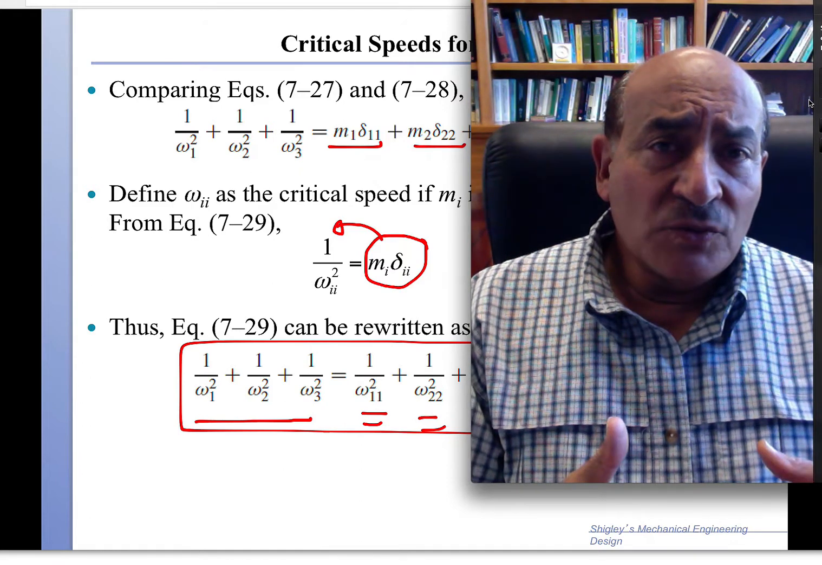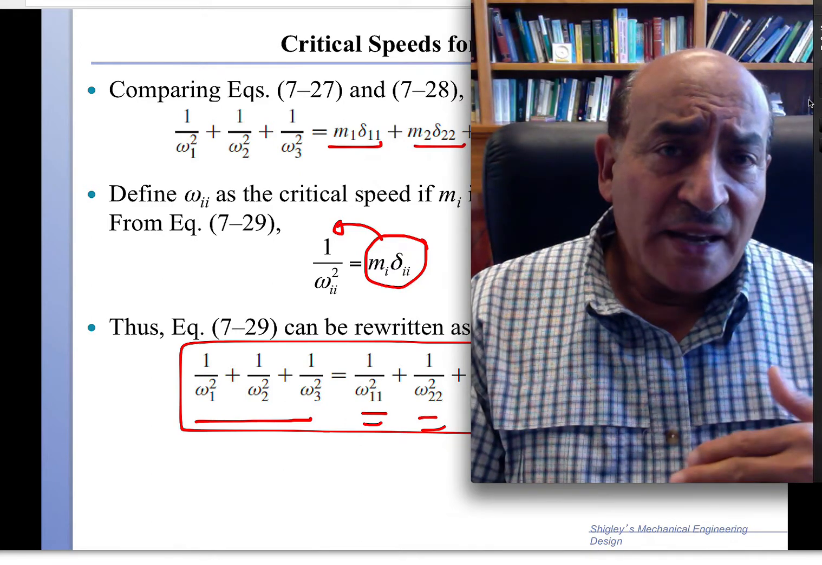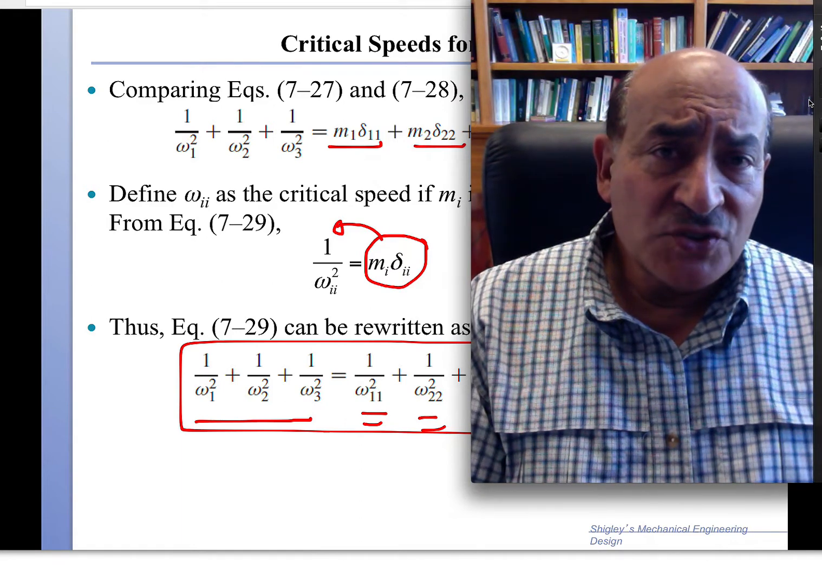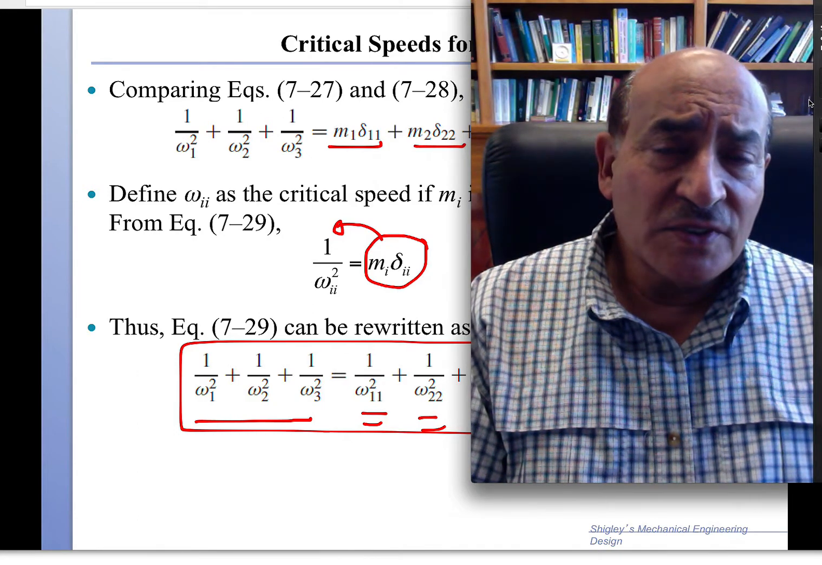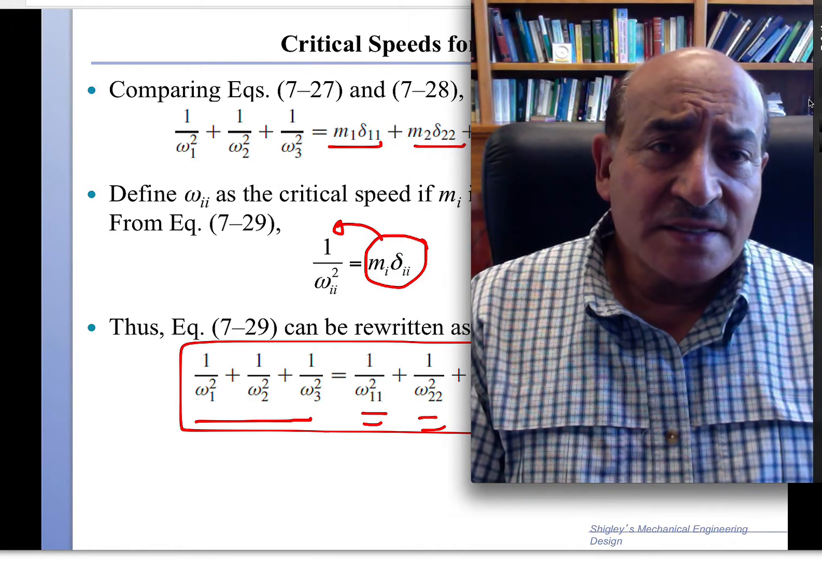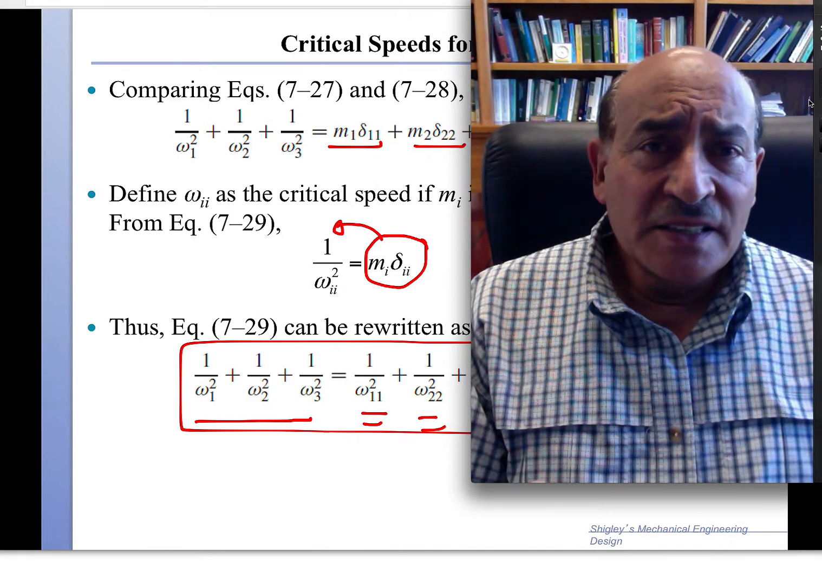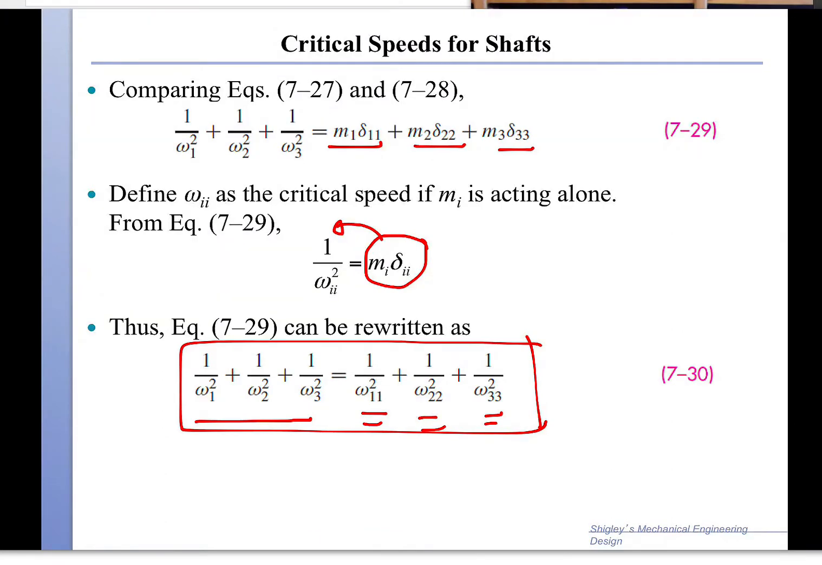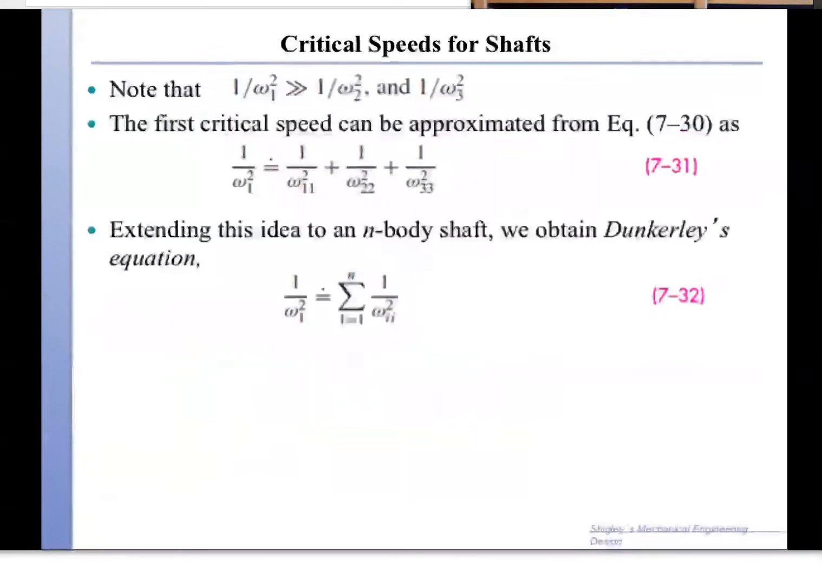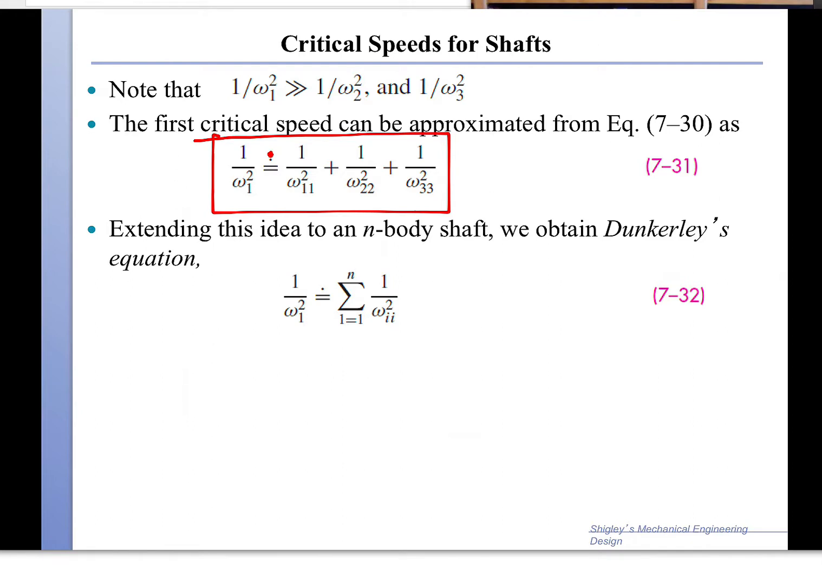Now, one observation that can be helpful is that omega 1 is usually much lower than omega 2, and omega 2 is much lower than omega 3. So there's a succession of critical speeds going from the first critical speed to the second to the third, and that succession can be used to our advantage to simplify the solution of this polynomial. If we know that omega 2 is larger and omega 3 is much larger, then this term is going to be negligible, this term is going to be negligible, and therefore we have a simplified, approximate way, you see this dot here, to find the first critical speed: 1 over omega 1 squared is approximately the sum of 1 over omega ii squared.